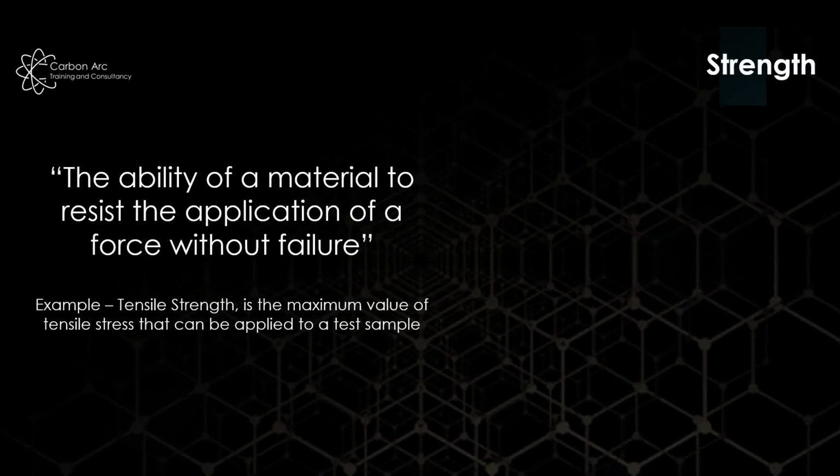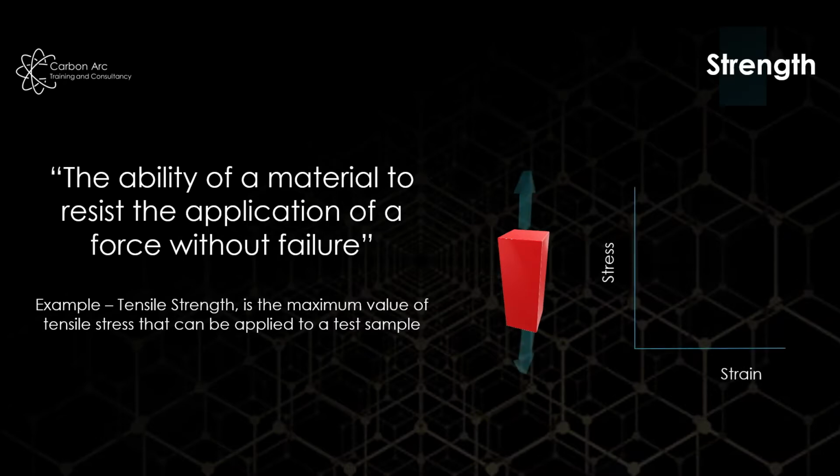So the first material property we'll look at here is strength. The pure definition of it is the ability of a material to resist the application of force without failure. A really good example of this is a tensile test. In a tensile test, we have a part, and we apply a stress to that, in this case a tensile stress. As we pull that part apart, we map a graph very much like the one on the right here.